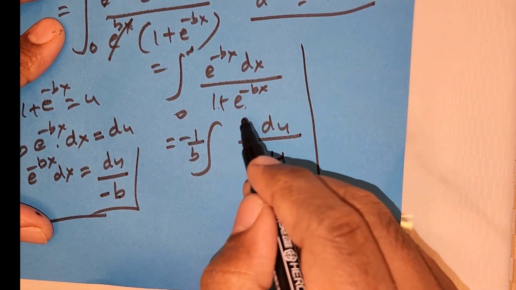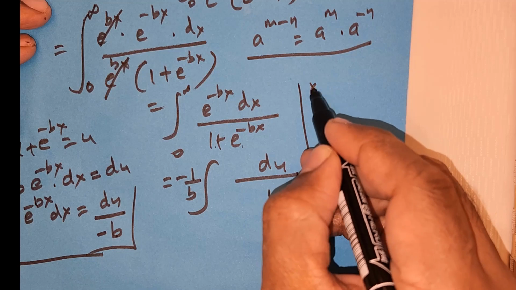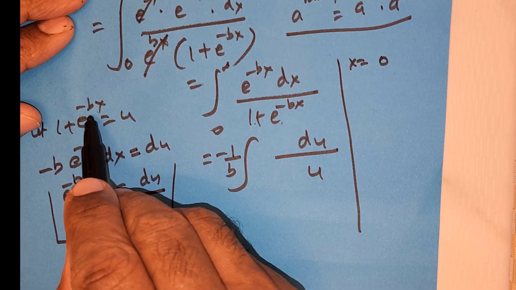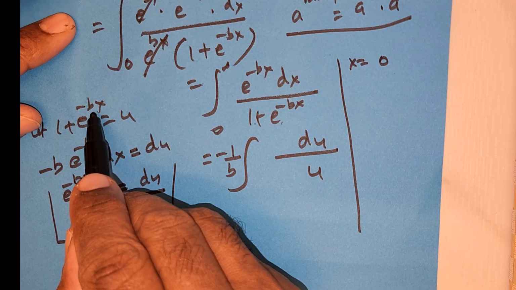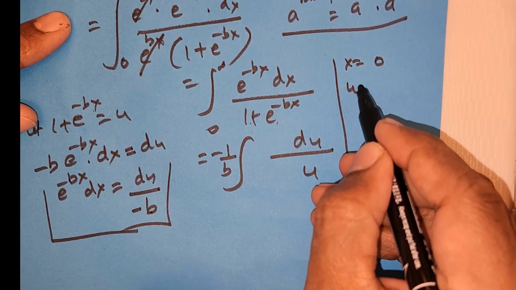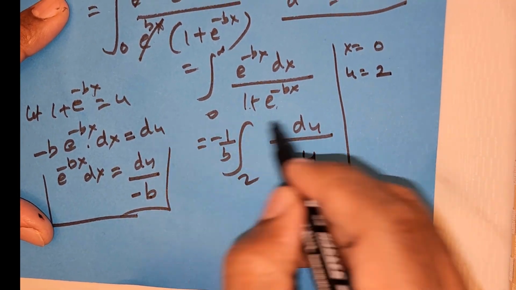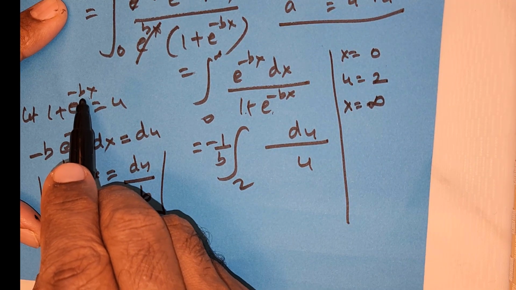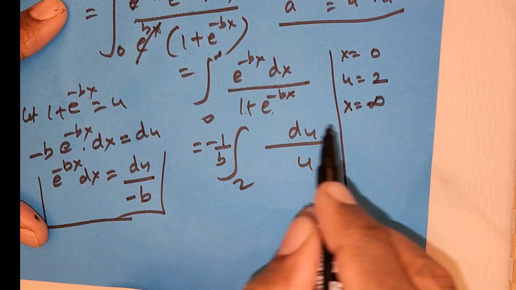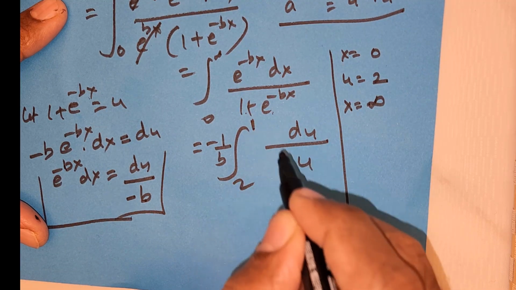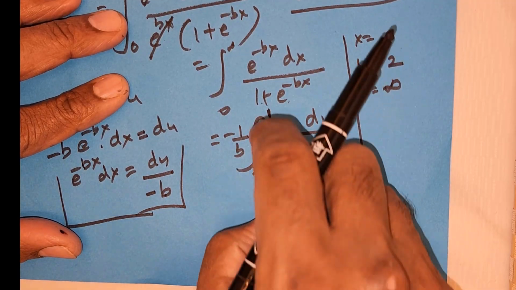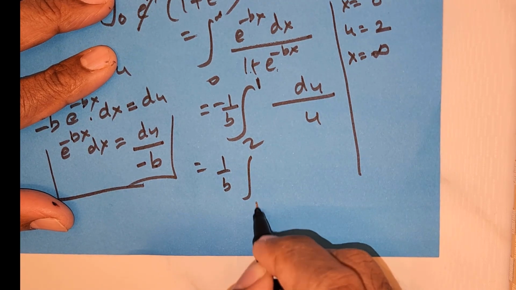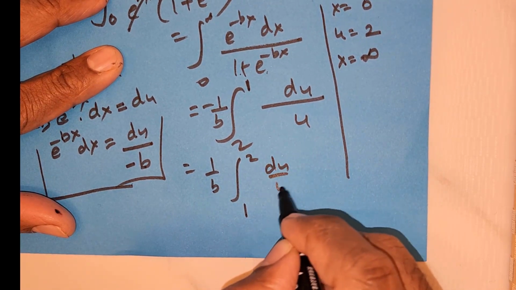I'm going to use a space here. So when x is equal to 0, what happens here? When x is equal to 0, e raised to the power of 0, that's 1. So I get u is equal to 2. Next, when x is equal to infinity, what happens here when you put infinity? You get 0 there. So this is going to be 2 to 1. Now if I change the limits, the negative sign goes off, so it's going to be 1 over b, limits of 1 to 2 du over u.